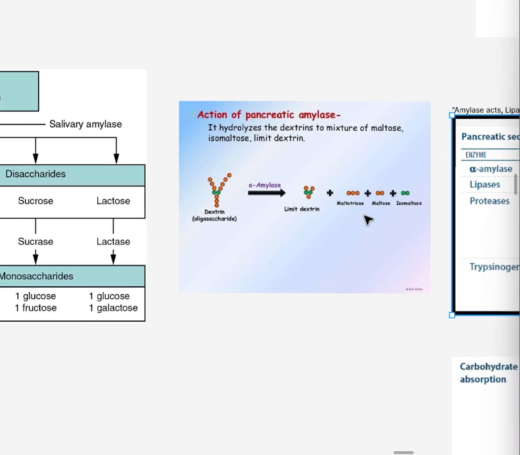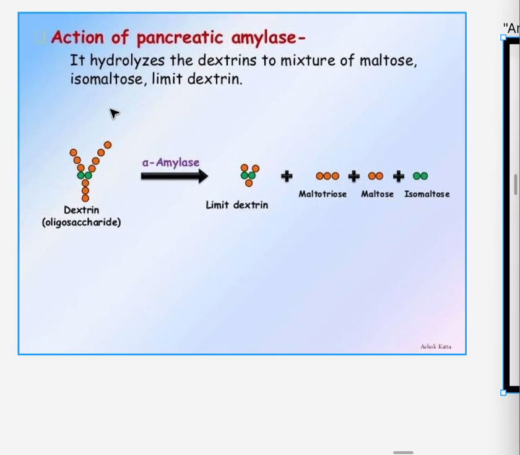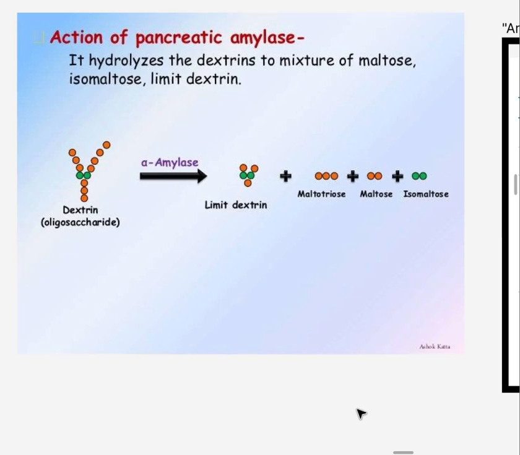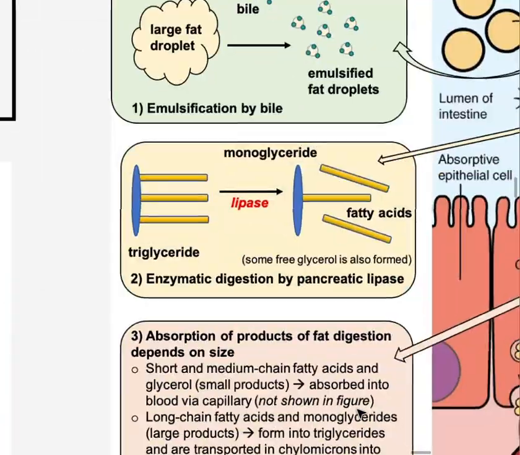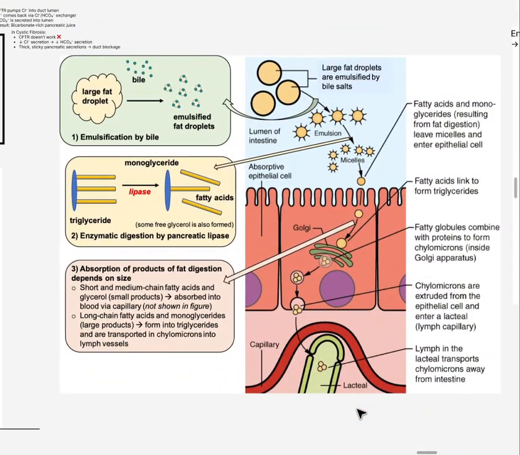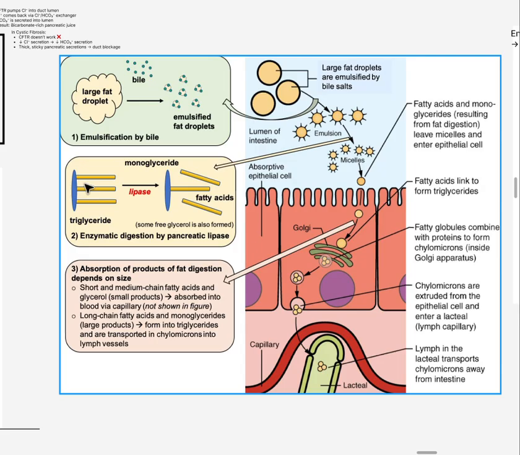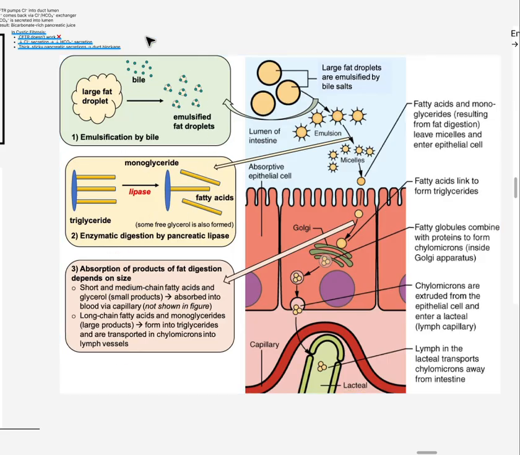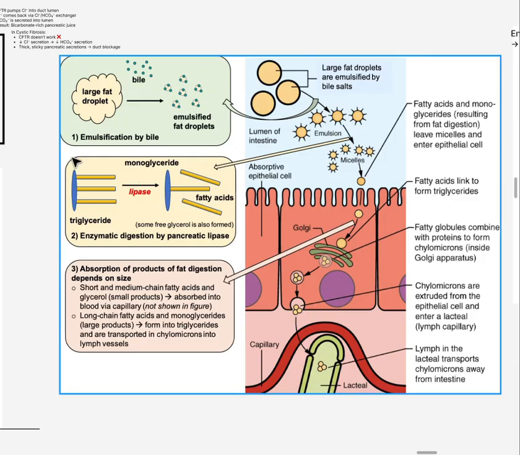Now, the first thing was amylase. Alpha amylase takes this dextrin and converts it into limit dextrins and maltose, isomaltose, and maltotriose for further digestion. The lipases go ahead and look at this picture. The most important thing here to see is this yellow box where the lipase is basically taking these triglycerides and converting them into fatty acids. What does the bile do? The bile takes these large fat droplets and emulsifies them into smaller fat droplets, right? And so emulsification is also there, and this lipase is also converting these triglycerides into further fatty acids.